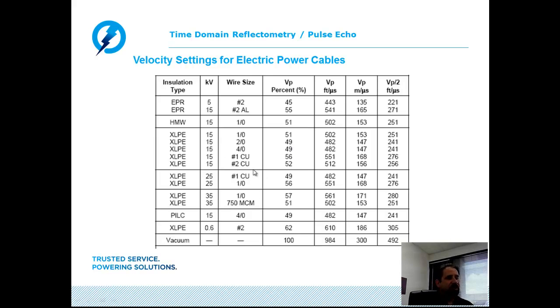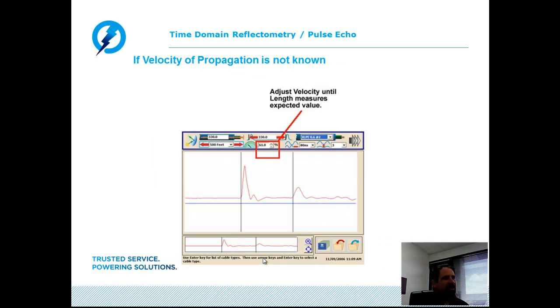So if you know the type of cable that you're going to be testing, you can look up the velocity of propagation in this reference chart provided with the test equipment, and you can start making accurate measurements of distance. But what if you don't know the velocity of propagation? Or let's say we have a transitional splice where, for instance, we have cross-linked polyethylene that is now being spliced onto an EPR, or ethylene propylene rubber, cable.